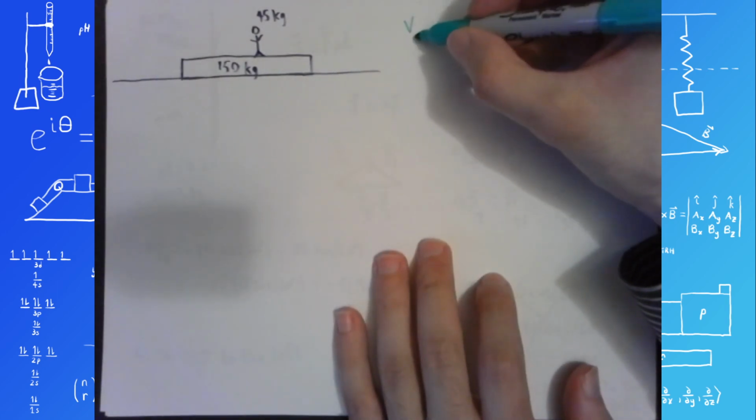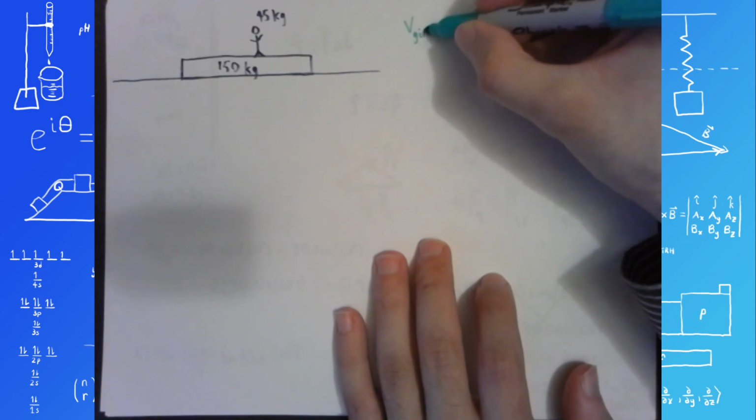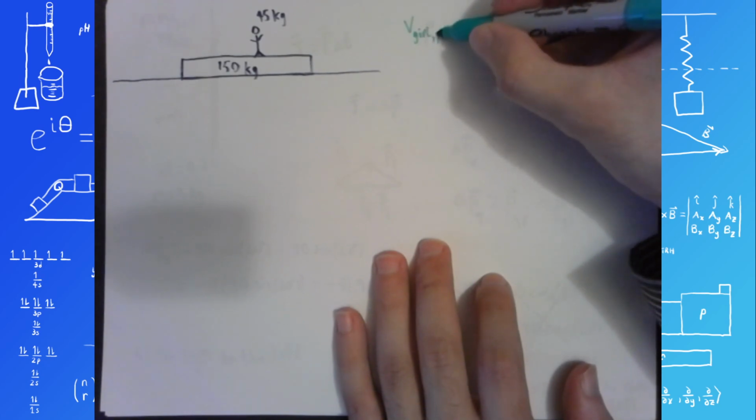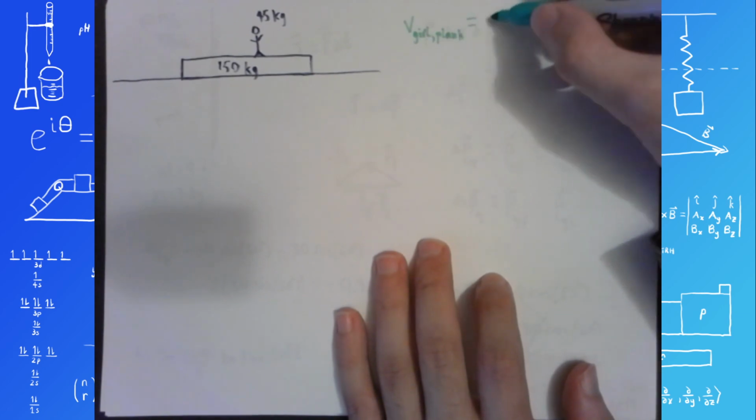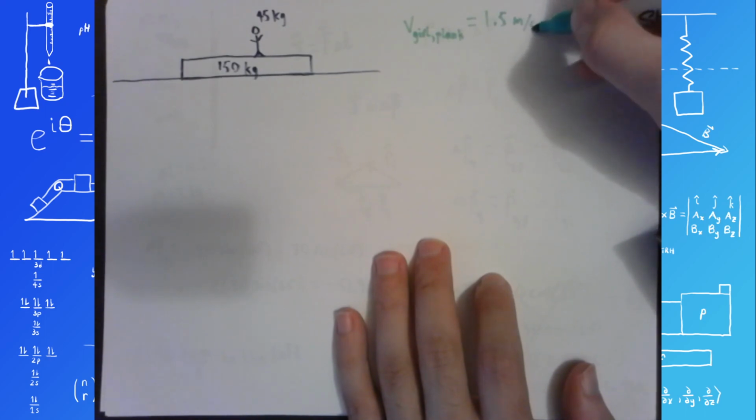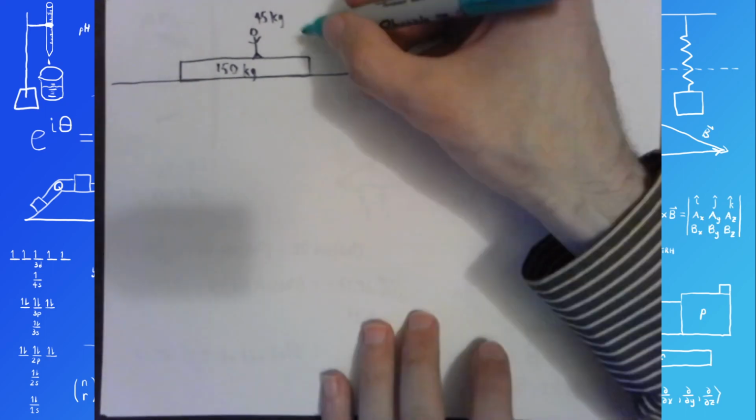So V girl relative to the plank is equal to 1.5 meters per second to the right. I'm going to consider right to be the positive direction.